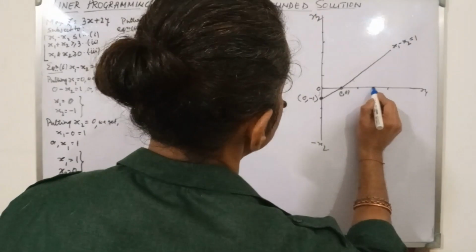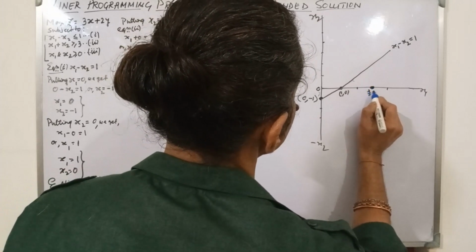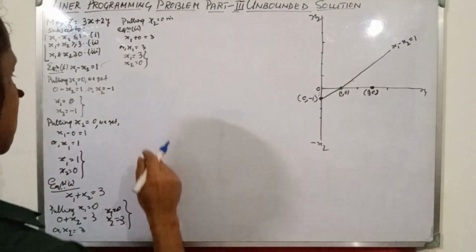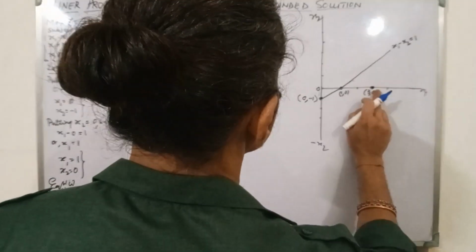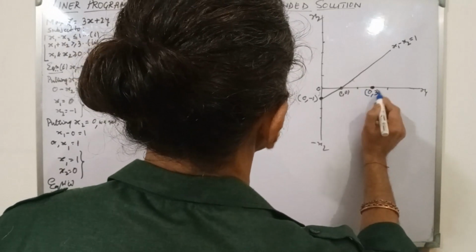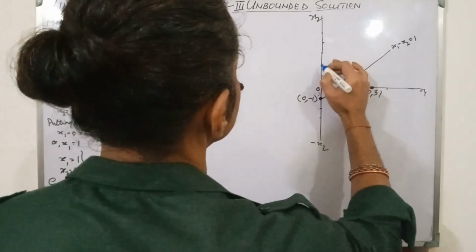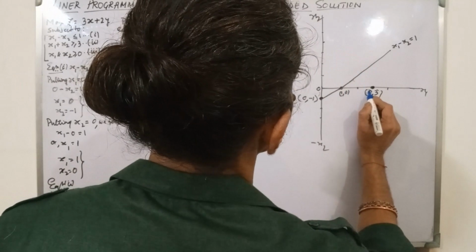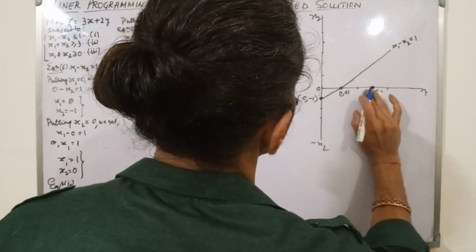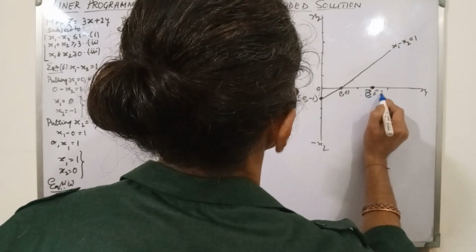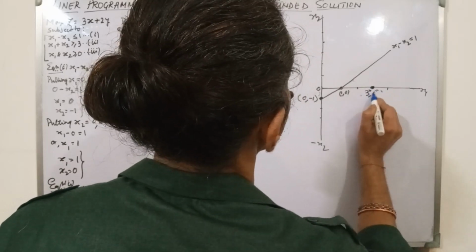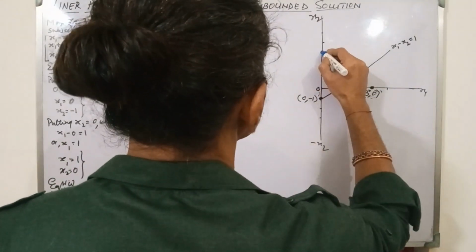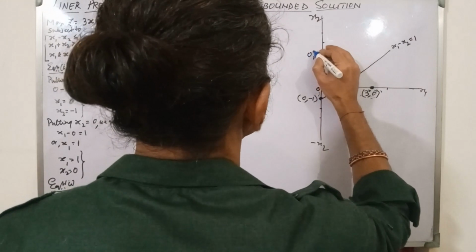So this is one point, 3, 0, and the other one is 0, 3. Sorry, this is 3, 0, and the other one is 0, 3.